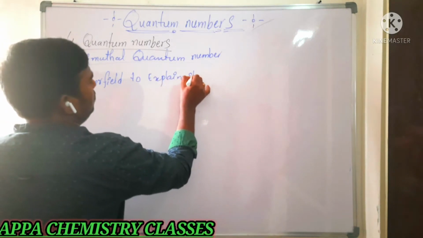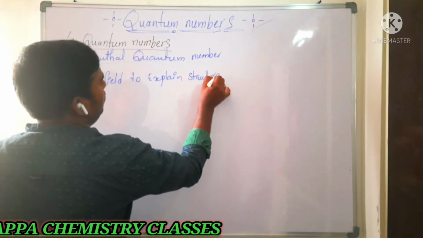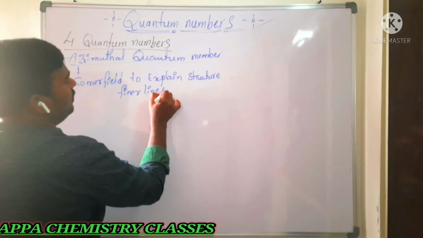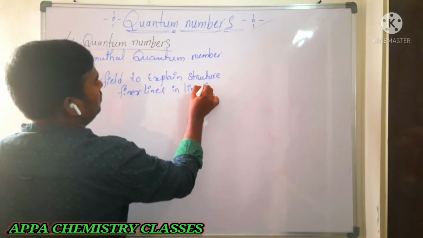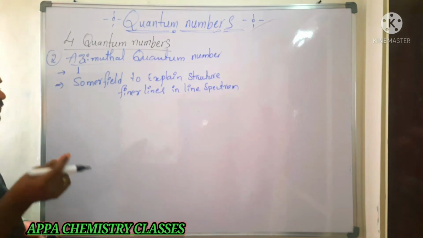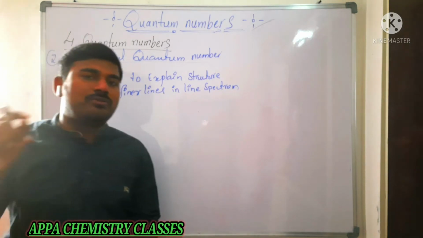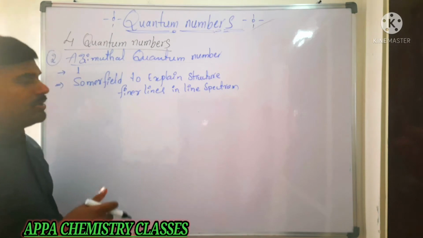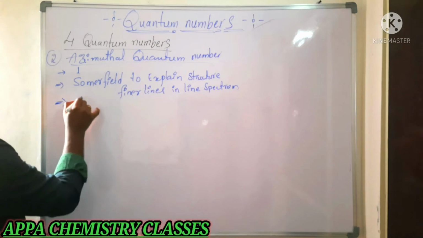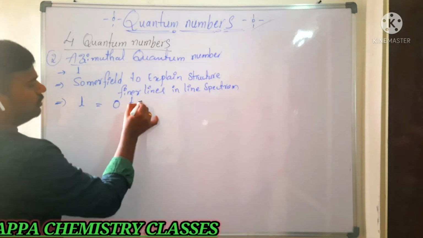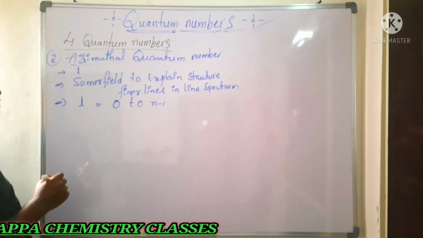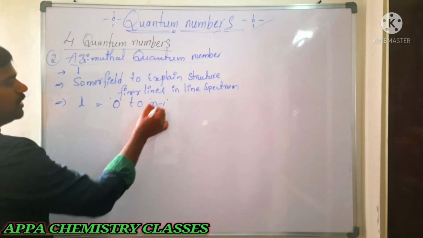structure of fine lines in line spectra. The splitting of a line spectrum into further finer lines was not explained earlier. To explain that, Sommerfeld proposed this azimuthal quantum number. Its values lie between 0 and n minus 1. The azimuthal quantum number values depend on the principal quantum number, so they lie between 0 and n minus 1.